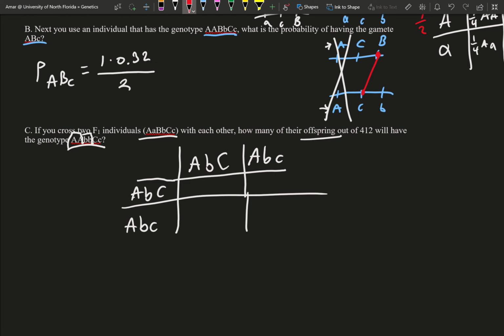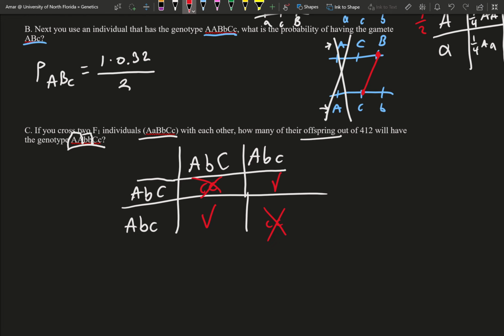And then now what you want to do is look for which of these squares satisfies our genotype. This one over here has 2 big C's. We don't want that one. And then this one over here has 2 little c's. We don't want that one. But these are the ones that we want, that we're going to take into account.